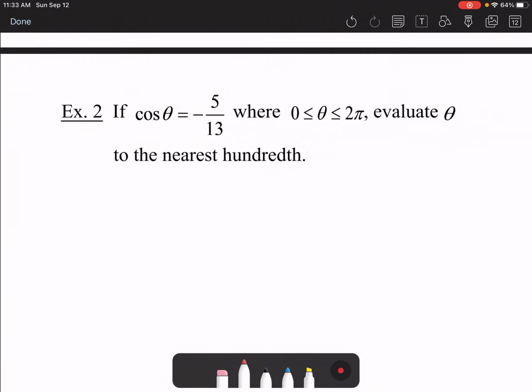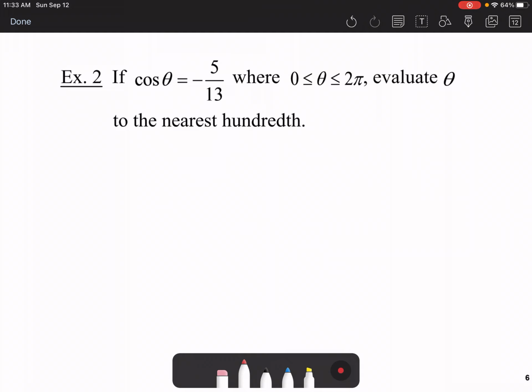Okay, so let's try another one. If cosine theta equals -5 over 13, where theta is between the values of 0 and 2 pi, whenever it states this, it means you're looking for the value in radians. Don't change it to degrees and then back into radians. It doesn't always translate properly. So we want to evaluate the value of theta to the nearest hundredth. Nearest hundredth means to 2 decimal places.